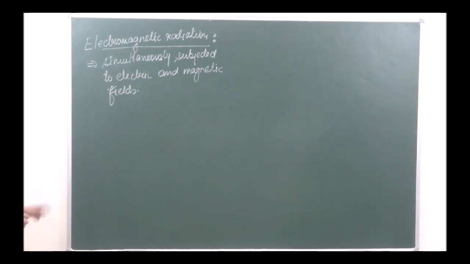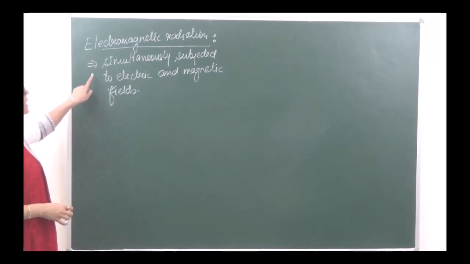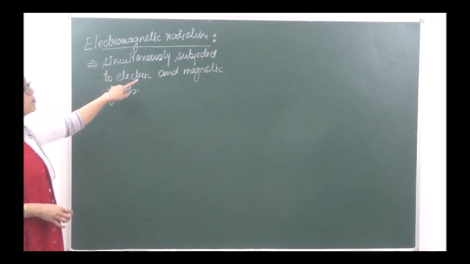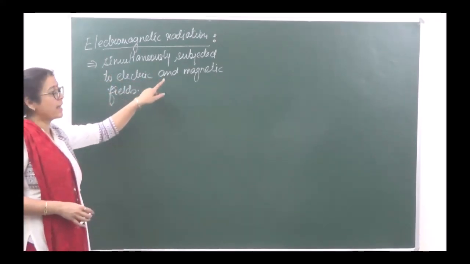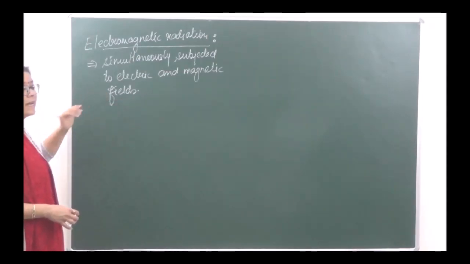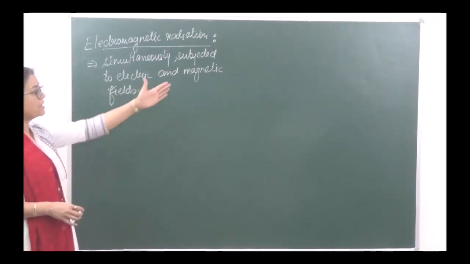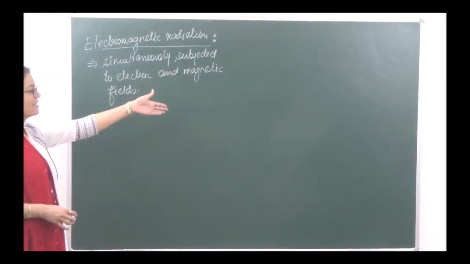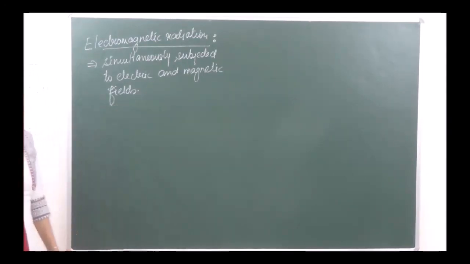Now in this we say that the electric and the magnetic fields are perpendicular to each other, and also they are perpendicular to the propagation of the wave. The direction in which the wave is traveling is perpendicular to the electric field as well as the magnetic field, as you can see here in the diagram. It has the electric and the magnetic field, which all are running perpendicular to each other.